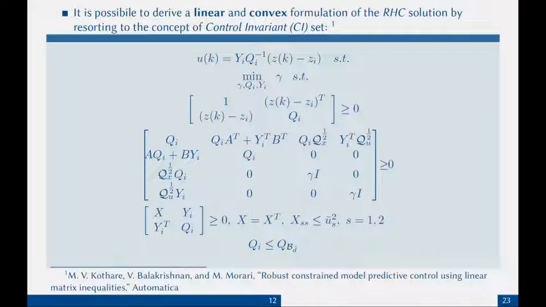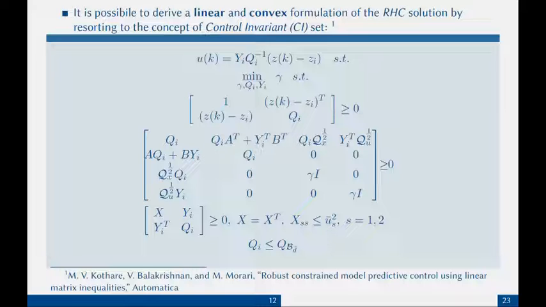Then, we derive the linear and convex formulation of the RHC solution. Given a generic waypoint Zi, by solving this constrained optimization, it is possible to compute an ellipsoidal control invariant set that belongs to the obstacle-free circumference and includes the current robot position and the waypoint Zi. Furthermore, the control invariance property of the region ensures the existence of a state feedback control law capable to drive the robot toward the waypoint with respect to the current input constraints of the system.